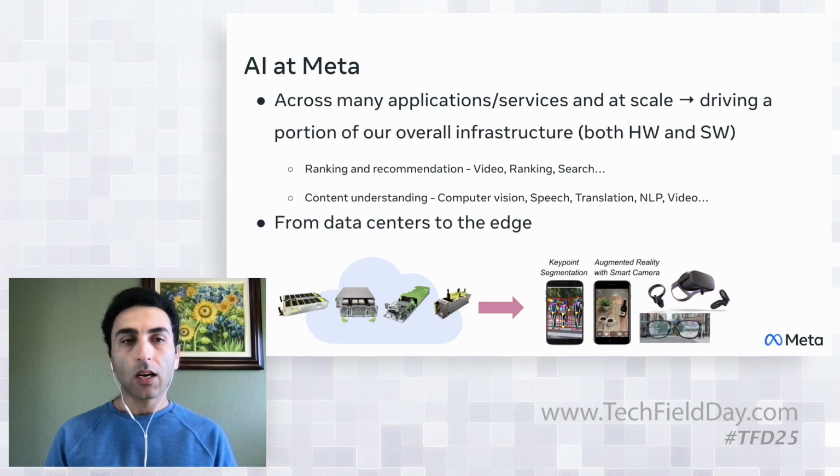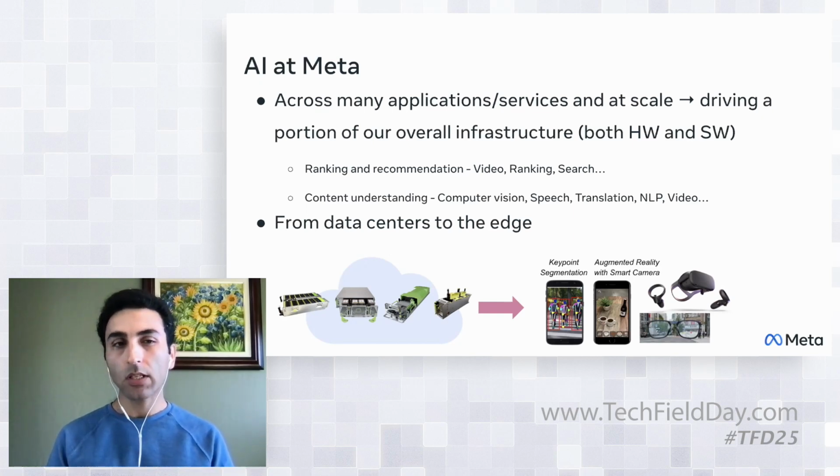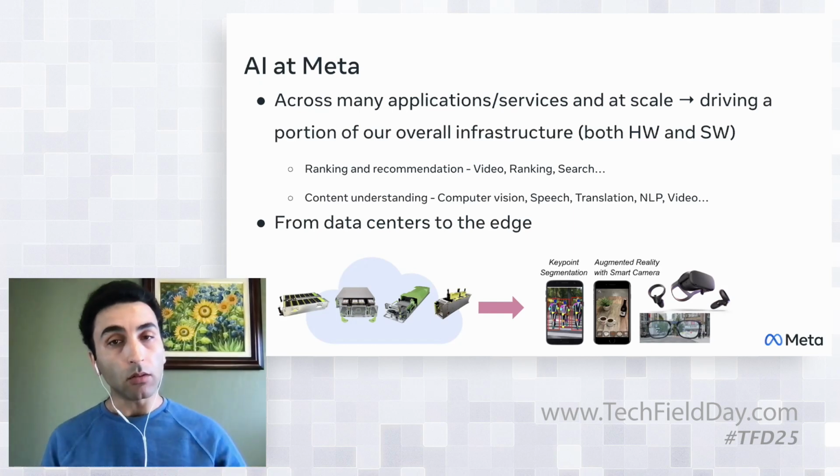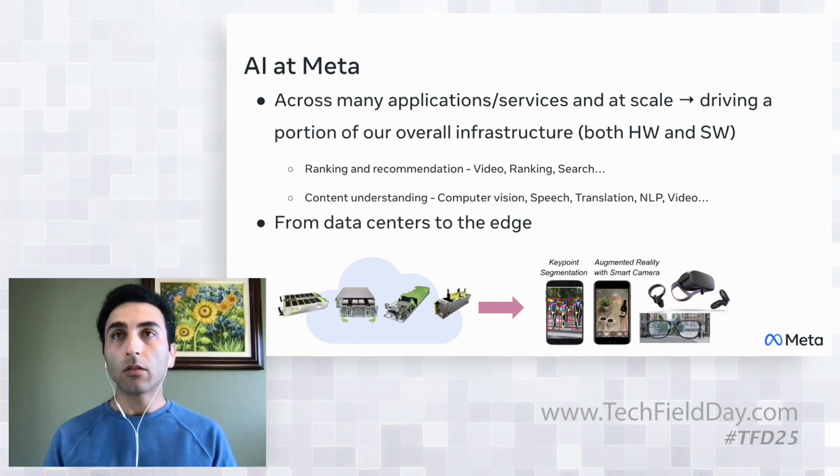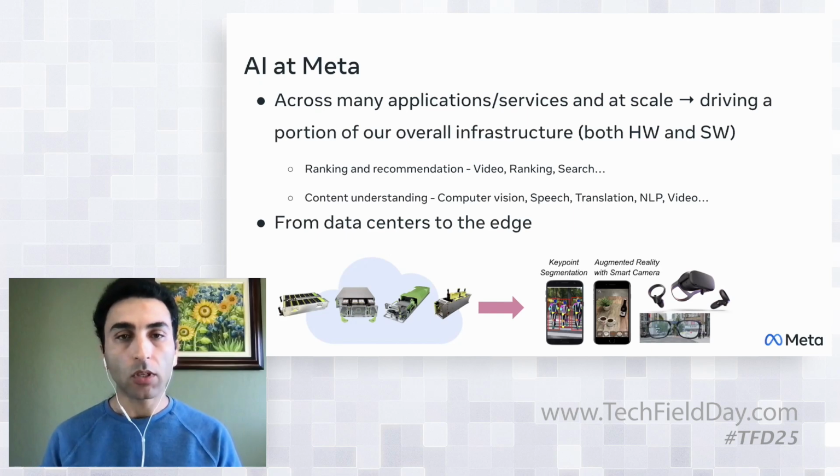When we are talking about AI at a very high level, we see AI applications and workloads in two slightly distinct categories. One is ranking and recommendation models. These are the models that, for example, rank and suggest what kind of videos would match a particular interest of a particular user. And the other category is content understanding, like the classical computer vision, machine translation, and so on and so forth.